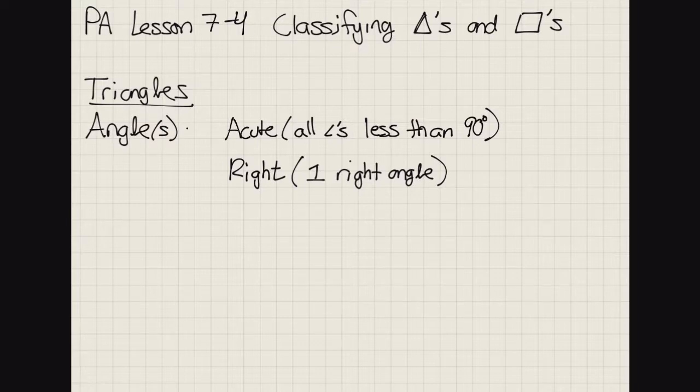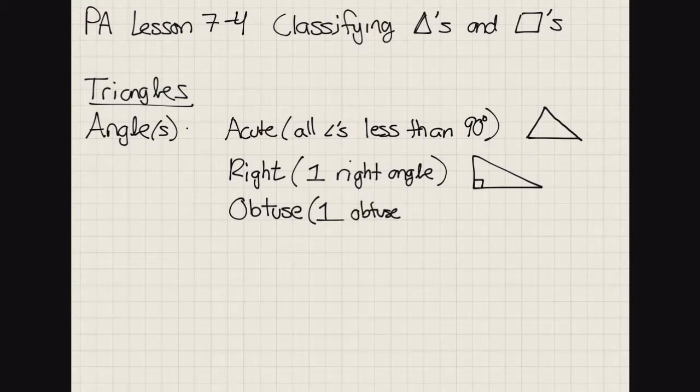If I were to draw an acute triangle, it'd look something like that. If I were to draw a right triangle, something like that. And here we go with the last one, which is the what? Obtuse. And that means it has one, because it can only have one obtuse angle. But that one angle is enough to classify it as an obtuse triangle. Okay, and an obtuse triangle would look something like this.